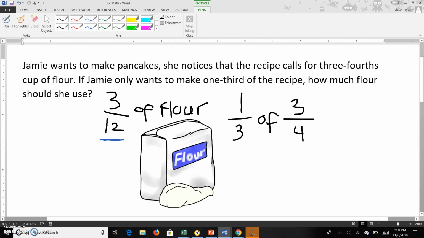Jamie wants to make pancakes. She notices that the recipe calls for 3/4 of a cup of flour. If Jamie only wants to make 1/3 of the recipe, how much flour should she use? We have discovered that 1/3 of 3/4 is equal to 3/12. We did this by solving multiplication of fractions using concrete, pictorial, and abstract models using the strategy of part to whole. Our answer was 3/12 of a cup of flour.